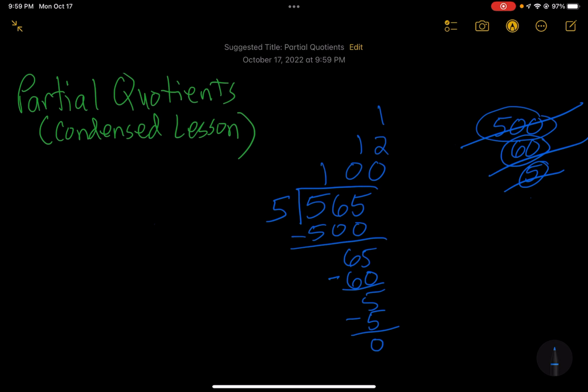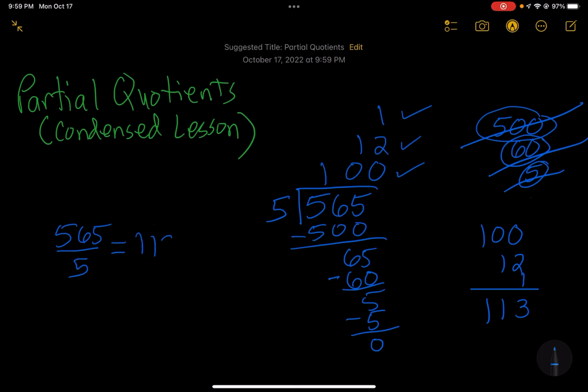So what's the actual quotient though? Same thing as with partial products, we have to add this all up. I have 100, I have 12, and I have 1. If you add it all up together, then we have 113. So the final result is that if I have 565 and I cut it equally into 5 groups, I would have 113 of them. All right, and that's that.